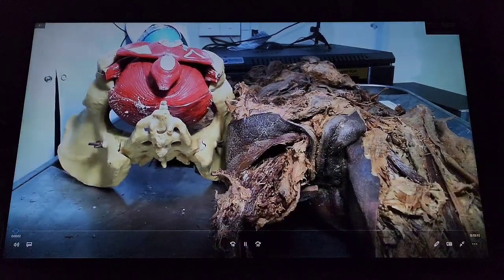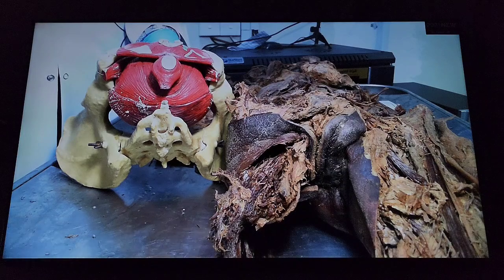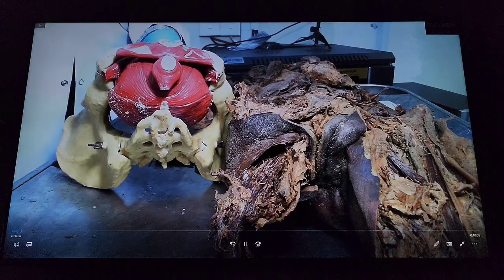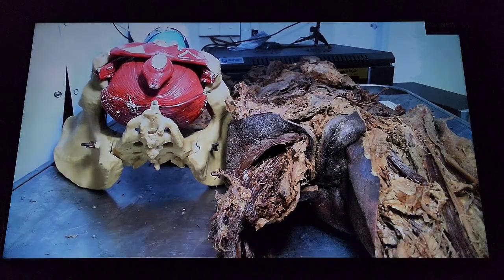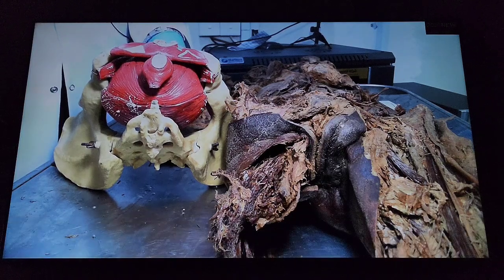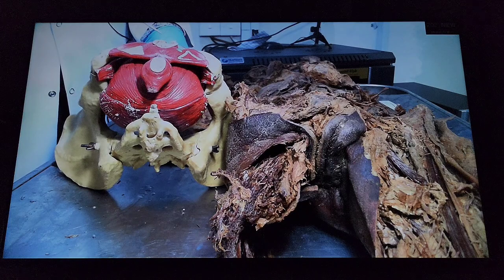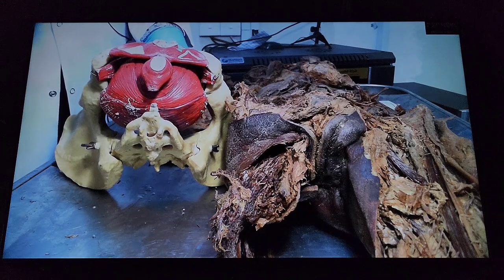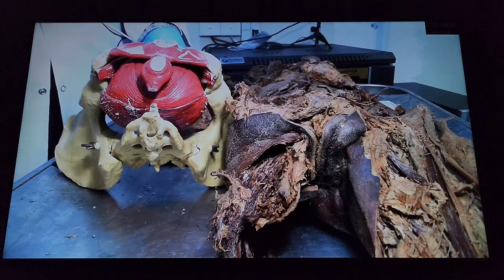Good morning. Today we'll talk about the anatomy of the perineum. And the perineum is a diamond in shape. This is a model here showing the perineum. The perineum is the area below the level of the true pelvis, below the pelvic floor level.